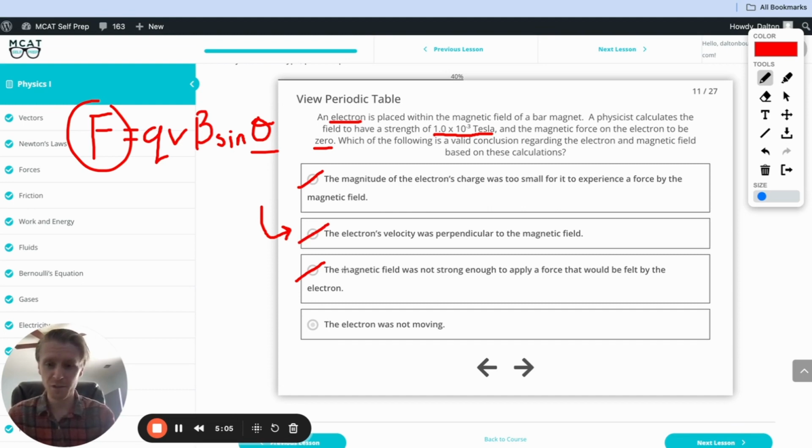That leaves our last option here. The electron was not moving. And this final answer option is going to be the one that makes the most sense, because think about it. If our initial velocity is 0, we plug a 0 in for this v. No matter what all these other ones are, we're going to end up getting 0 on the left side. So that actually makes a lot of sense. Let's check it out.